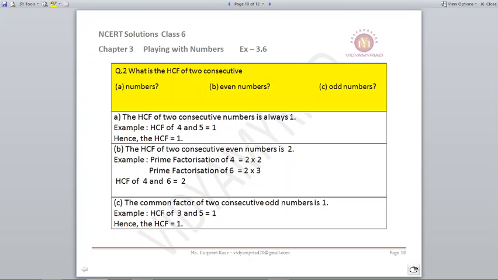In the case when we take two even numbers, now suppose I take 4 as an even number and 6 as a consecutive even number. For 4 we have factors 2 into 2 and for 6 we have factors 2 into 3. So what is common between the both? 2. So HCF between the two is 2. For the odd numbers, they are not divisible. If I take 3 and 5, what is common in that? Nothing is common, so we will take 1 as their common factor. It is always the multiple.